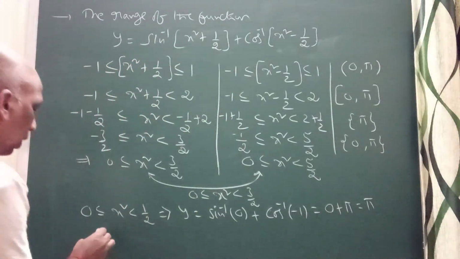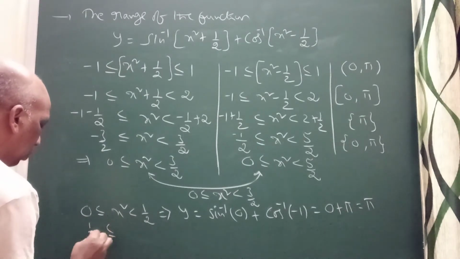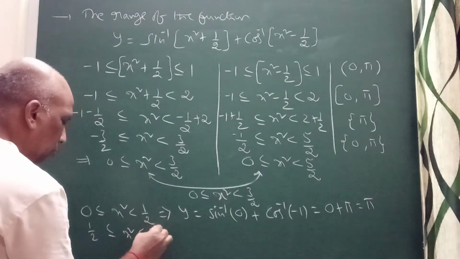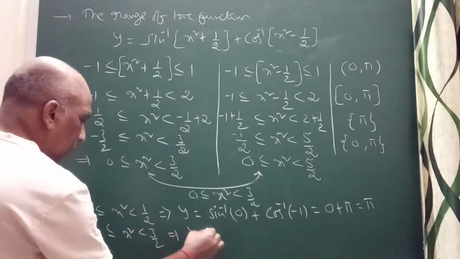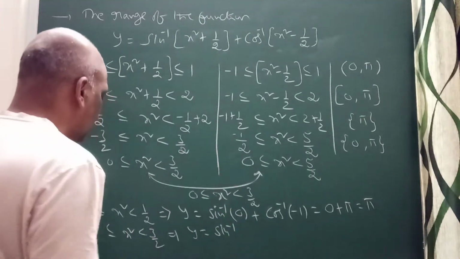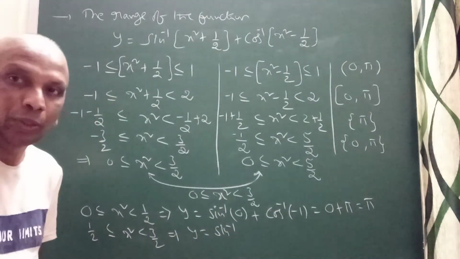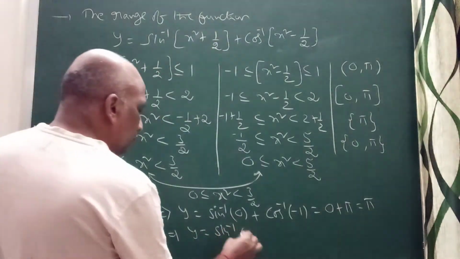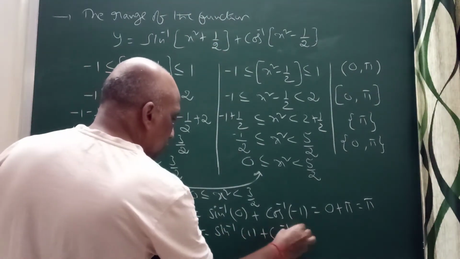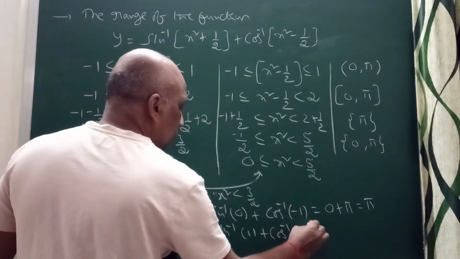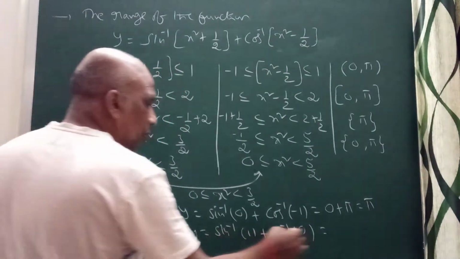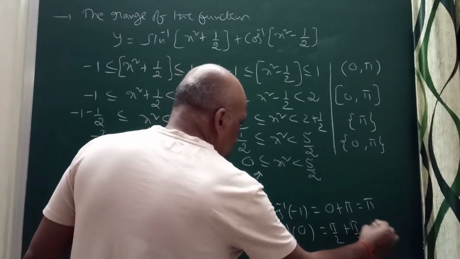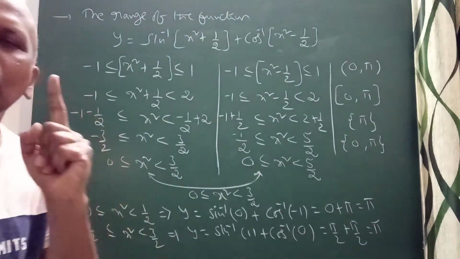Same we can think like 1 by 2 less than or equal to x square less than or equal to, we have the option up to 3 by 2. So in this case, y is equal to sine inverse of, you are getting between 1 by 2 to 3 by 2. That means if you take 1 by 2 this value, it will be 1, sine inverse of 1, plus this will be cos inverse of 1 by 2 minus 1 by 2, 0. So it will come sine inverse 1 pi by 2, cos inverse 0 pi by 2, it will be equal to pi.